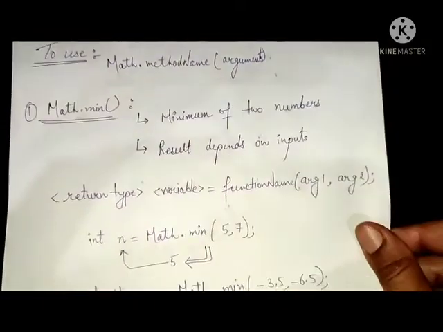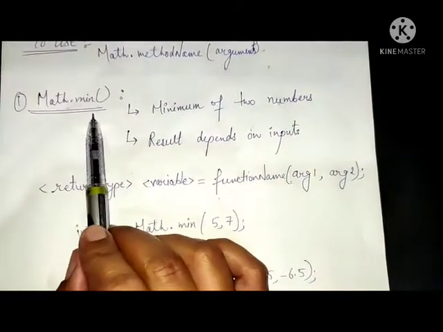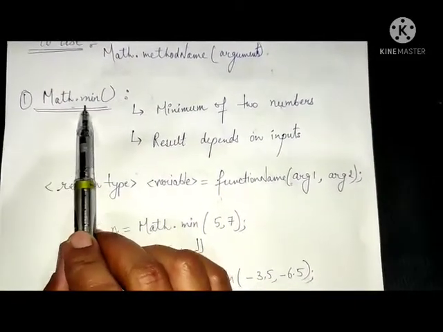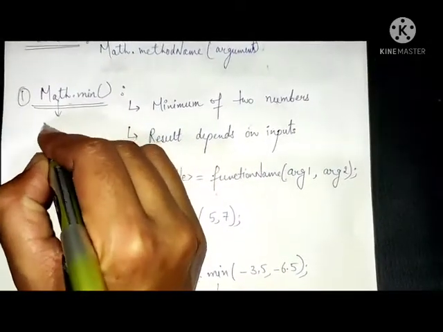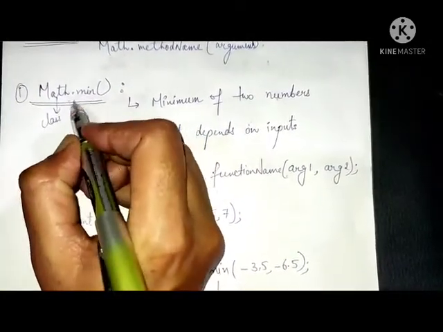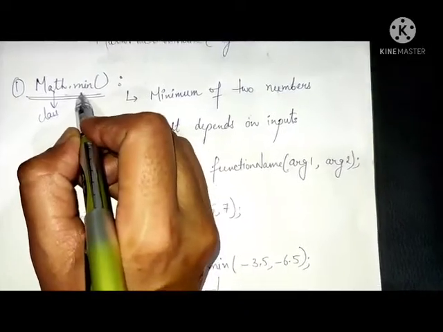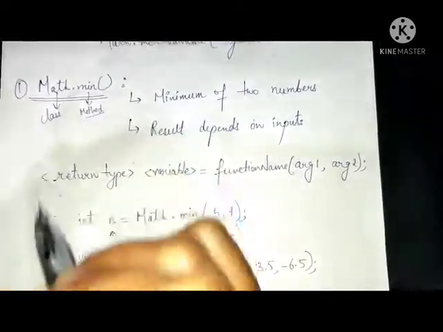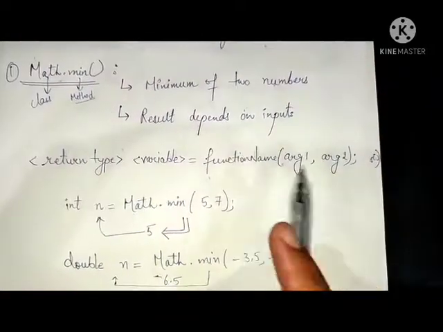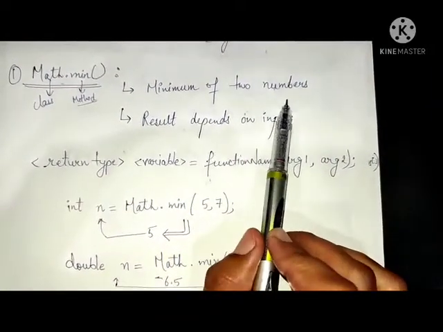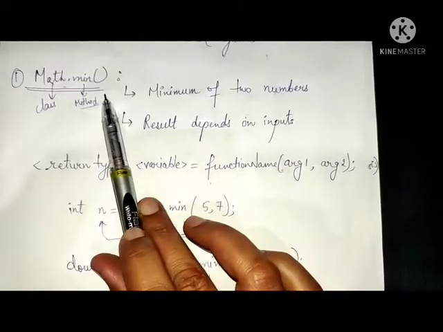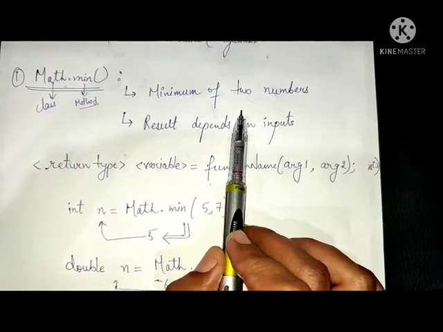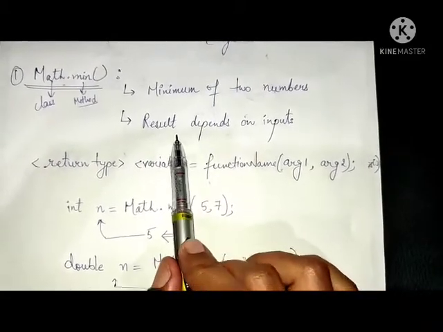The first mathematical library method is the min method. So we have to write like this, math dot min. Here math is the class name, in which this min function is stored, and min is the method or function that we have to use. This method is used to find the minimum of two numbers. We pass two numbers to it and it finds the minimum out of the two numbers. Its result depends upon the inputs.